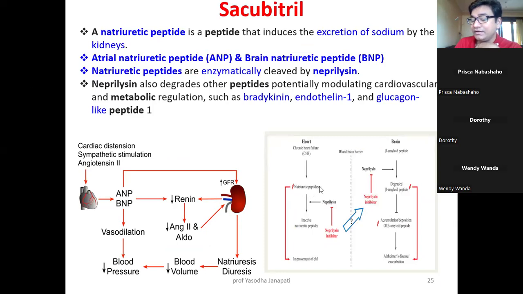ANP and BNP are natriuretic peptides, so they cause excretion of sodium. That's why nowadays I emphasize that sodium is the culprit for all cardiovascular diseases. So reduce salt intake. You can also suggest to your parents that salt should be reduced. All diuretics are decreasing the sodium. All our ACE inhibitors are decreasing sodium absorption. So be smart, children, students, and control your diet. If you want to survive for a long period, be smart boys and smart girls.